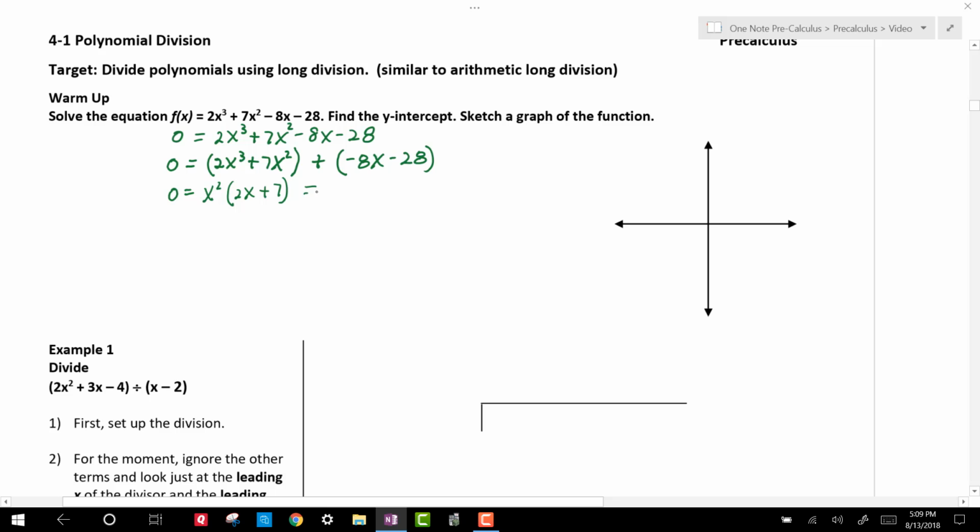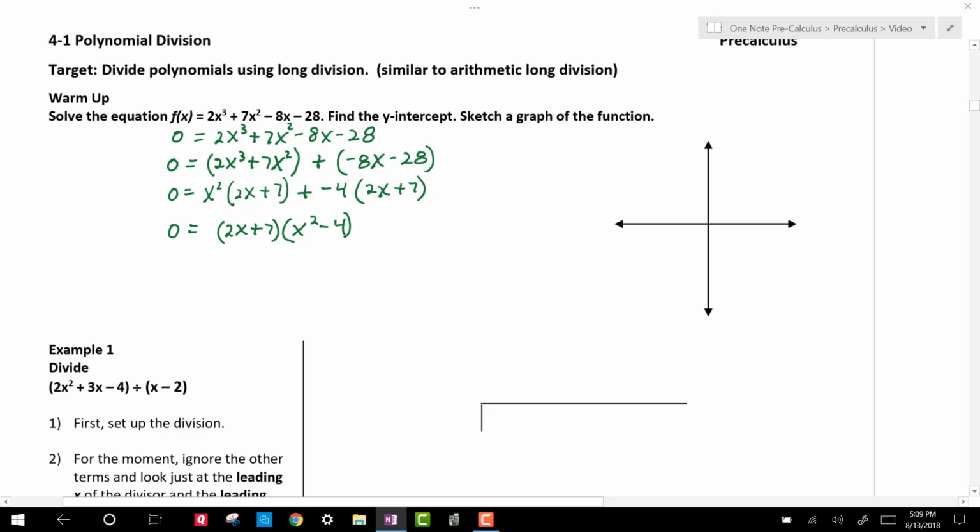In the second grouping, we're going to factor out, it looks like a negative 4. All right, so we'll go ahead and factor out a negative 4, and that's going to leave us 2x plus 7. And so my 2 factors here, based on what we talked about yesterday, one of the factors is the 2x plus 7, and the other factor is what's left on the outside, the x squared minus 4.